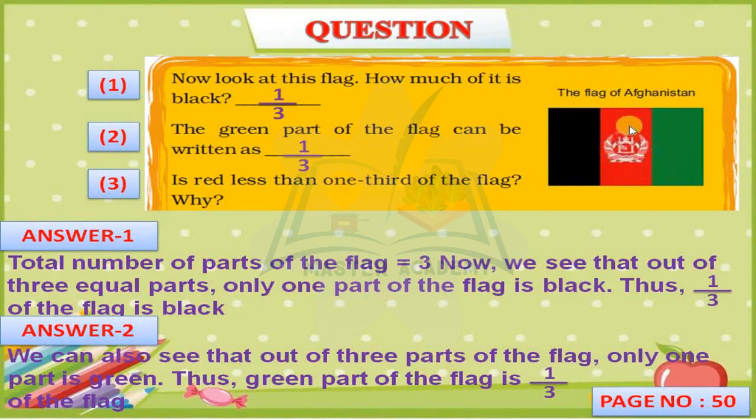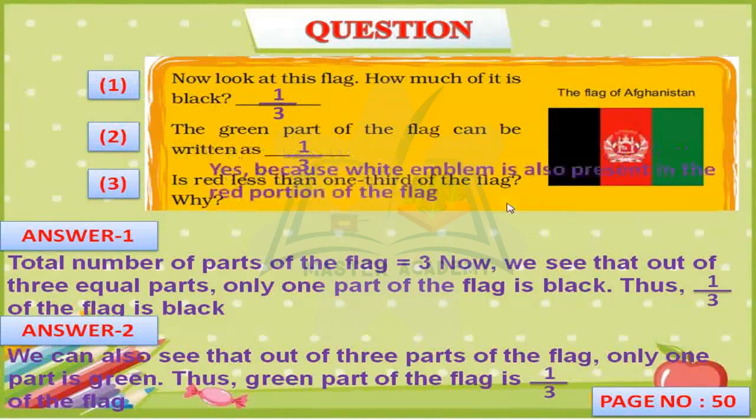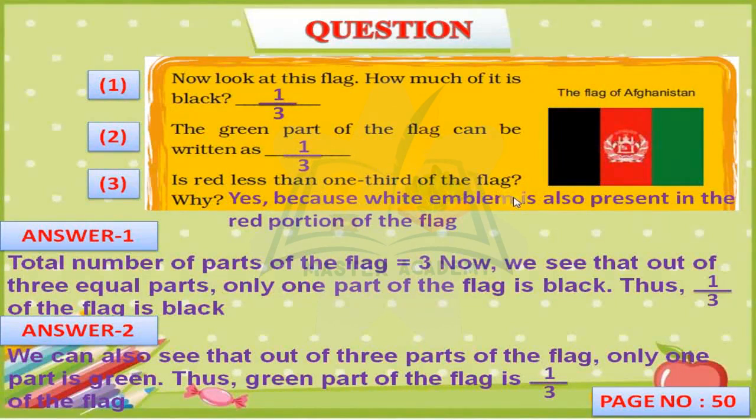Now, the third question: is red less than 1/3 of the flag? Why? The red color, is it less than 1/3 or not? Yes, of course. Yes, because the white emblem is also present in the red portion of the flag. So here, my dear students, look at this side, in the red color there is a white emblem also. Therefore, it is less than 1/3. Clear what I am telling you?